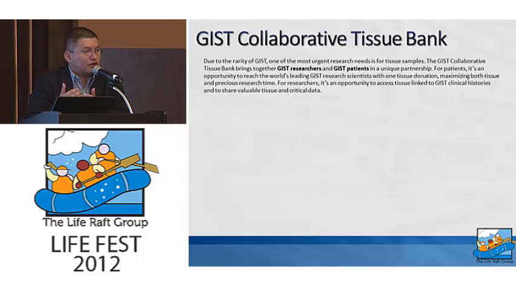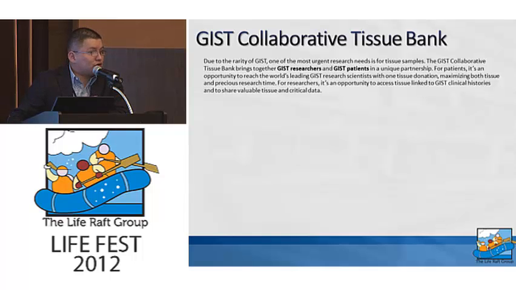If we have more records, if we have up-to-date records, if we have consistent records, it helps us to do an accurate analysis, and we can share that with researchers, and they could see clinical history that could help us find a cure as well. Now let me talk a little bit about the GIS Collaborative Tissue Bank.